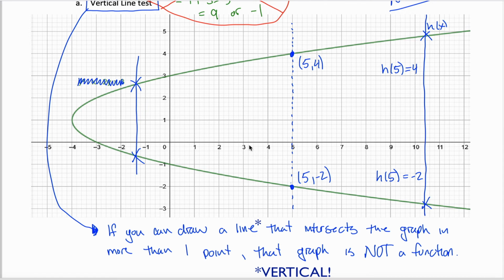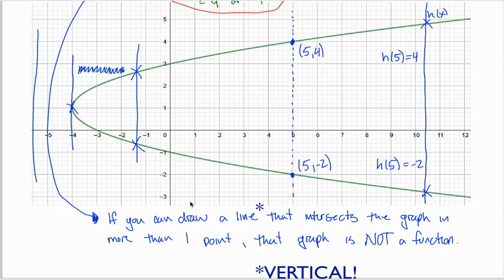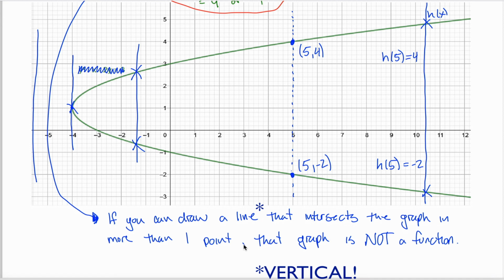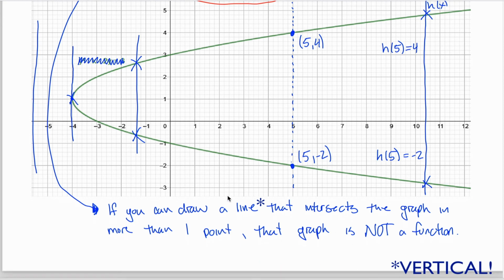To be clear, not all vertical lines are going to intersect this graph in more than one spot. I could draw a vertical line right here that only intersects the graph in one spot. In fact, I could draw a vertical line out here that doesn't intersect the graph at all. But that doesn't matter. The question is not, do all vertical lines intersect the graph in more than one spot? It's, can you draw a line that intersects the graph in more than one point? Can you do it? Yeah, it's easy. If you can, the graph is not a function.